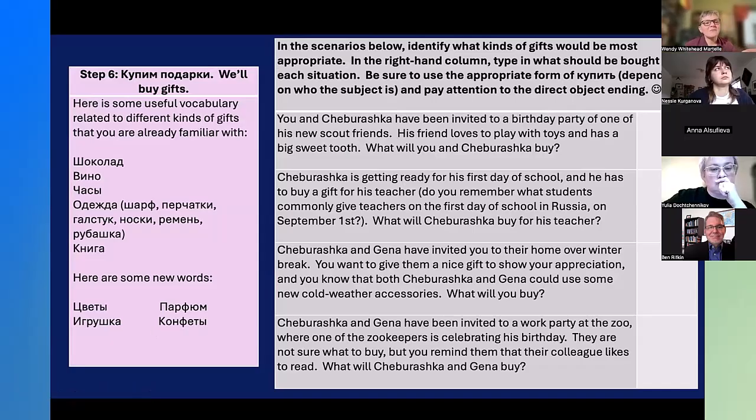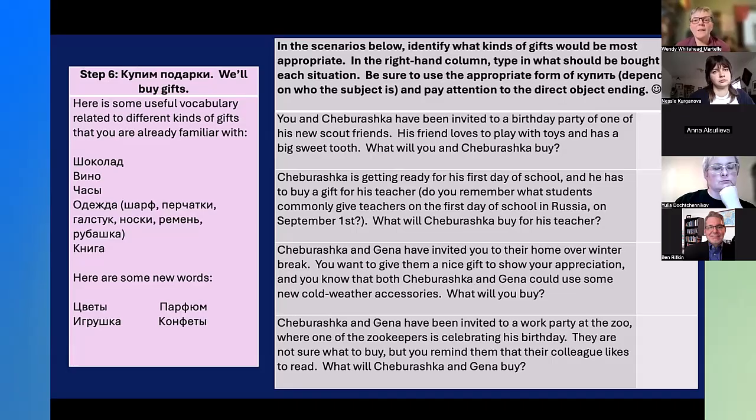I introduced them to some vocabulary that they already knew, vocabulary that we've already gone over up to that point in class. And here are a few new words. Some of them are very similar, borrowed from English, like perfume, and then a couple others that they might have seen before, but may not be as familiar with.